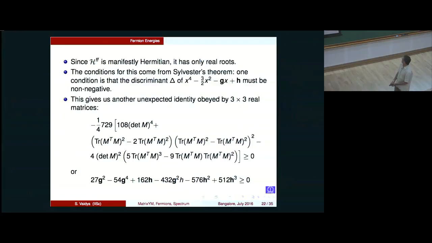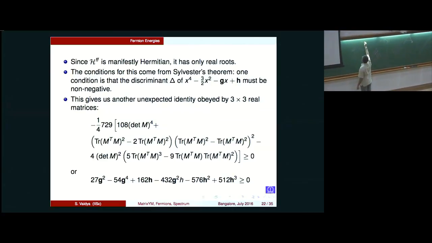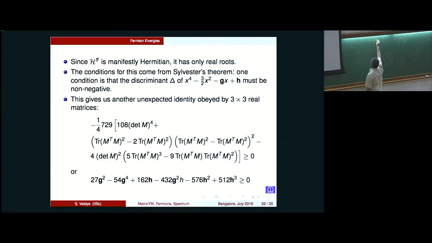Yeah, so if you couple the adjoint fermion and do the same thing, then you get an eigenvalue equation for the adjoint fermion that is the square of a cubic. It's a sixth order polynomial, but can be thought of as a square of a cubic. There we got this identity: trace of M transpose M, something like this. And this is a subset of this identity.